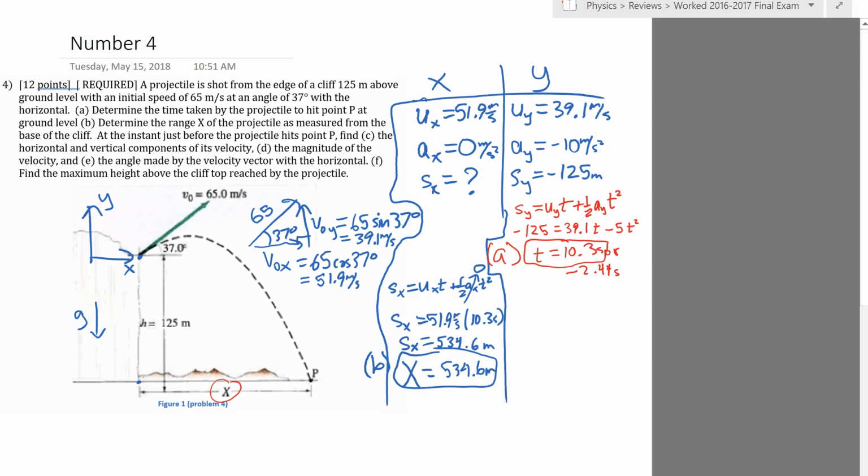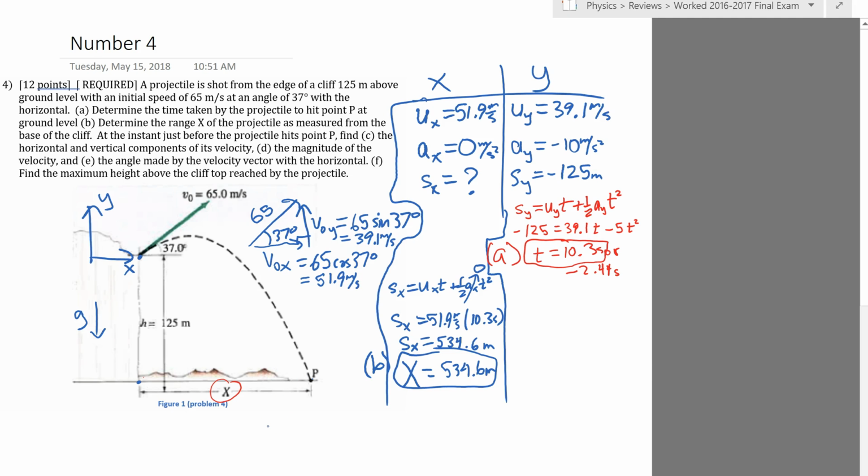Then C says find the horizontal and vertical components of the velocity right before the projectile hits the ground. And so this kind of part of motion questions, sometimes students get confused because they think, well, there's the ground there, so when it hits the ground, obviously it's not going to be moving, so no velocity. That's not what they want you to do. You're not actually studying the collision with the ground. You are assuming that the projectile gets to point P, and you're finding the velocity as if it didn't collide with the ground, or at the instant right before it collided with the ground.